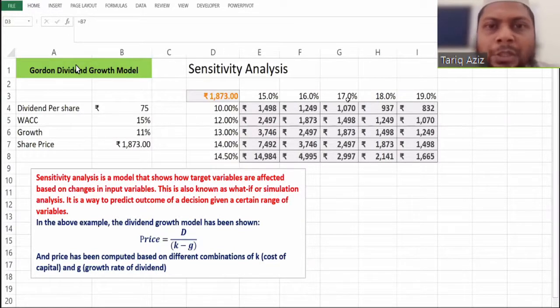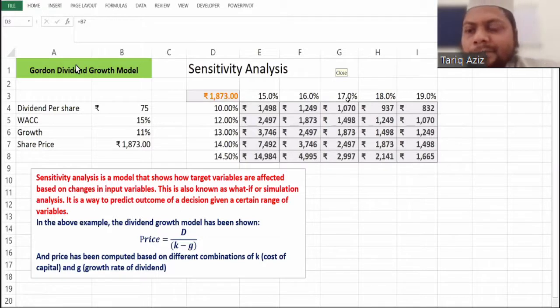So any question, any confusion, any clarification you want to seek from me? Sir, do we have to remember this or will it be provided to us during the practical?